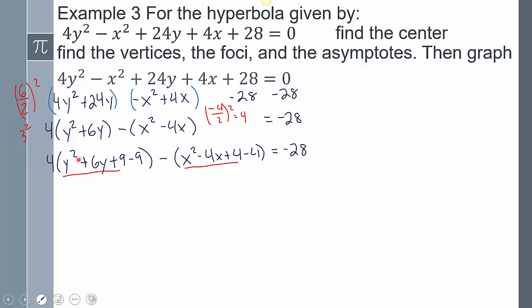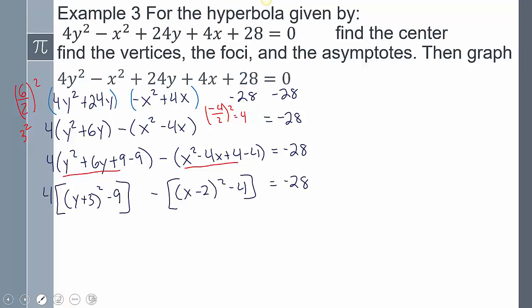Now these factor, and so this would factor into y minus 3 squared. The negative 9 is still there. This factors into x minus 2 squared. The negative 4 is still there. That 4 is still in the front of this bracket. That negative is still in the front of this bracket. And so now I have to distribute that 4 to both of those terms and the negative to both of those terms. And so I'm going to get 4 parentheses y plus 3 squared minus 36.